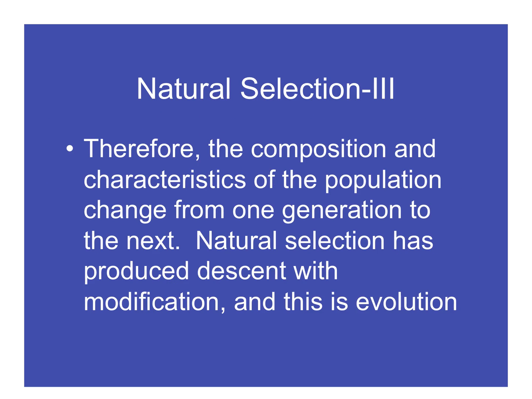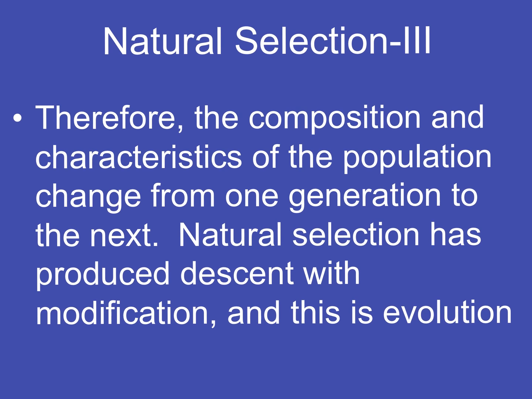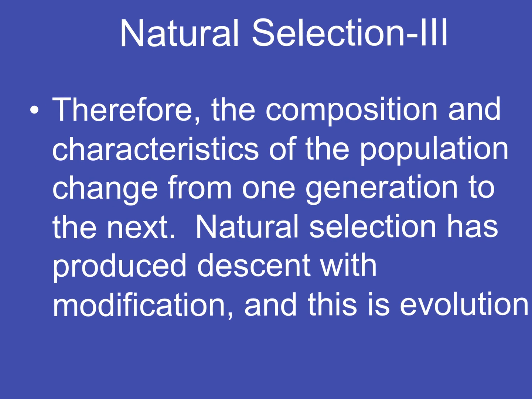And so, therefore, the composition of these characteristics is, again, at a population level, change from one generation to the next, and this is what Darwin talked about. Natural selection is the mechanism that produces descent, change over time in populations, with modification. All right, so now you've got that for you.